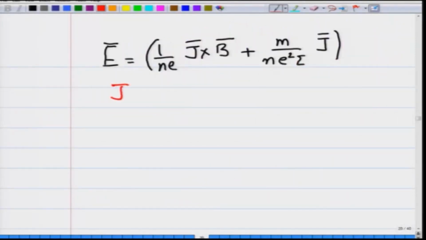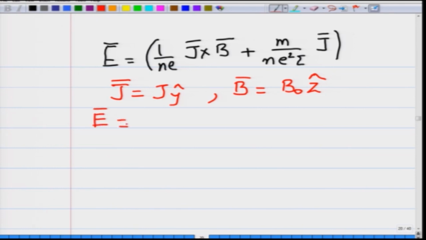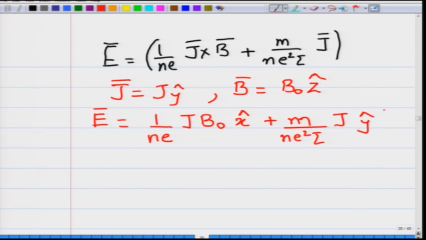So, J is along the y cap direction and B is along the z cap direction. Therefore, your electric field can be rewritten. If you put all of this in, you get a term 1 by n e times J times B naught, where J is the magnitude of the current density, which is along the x cap direction, plus m by n e squared tau times J in the y cap direction.